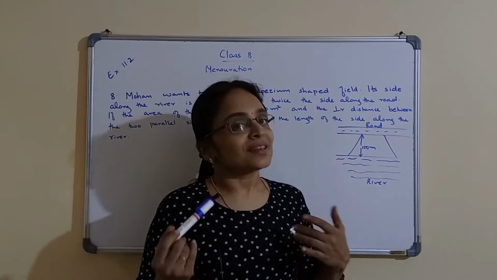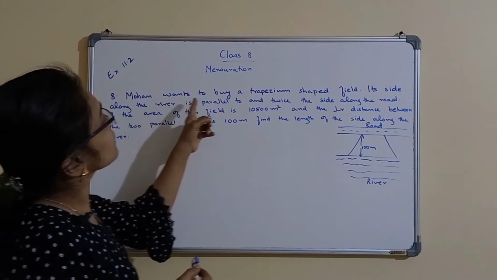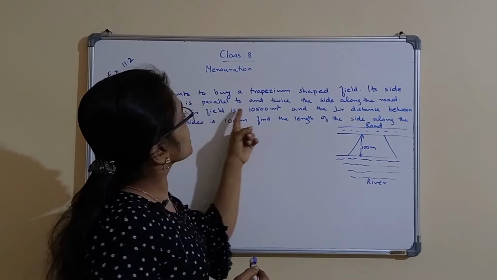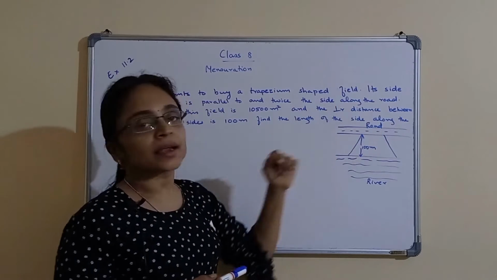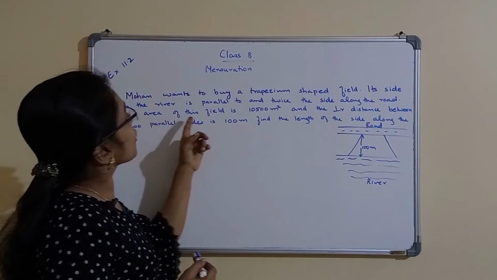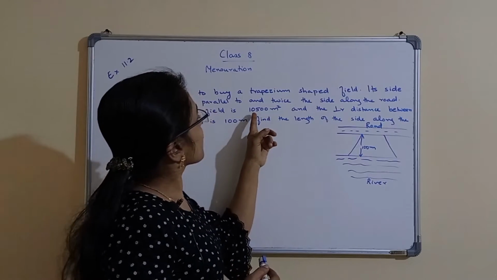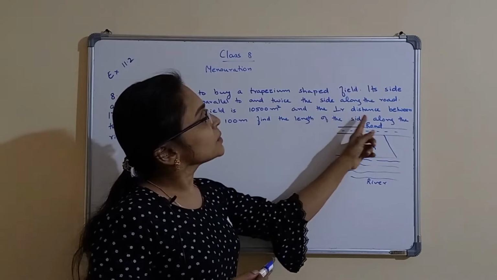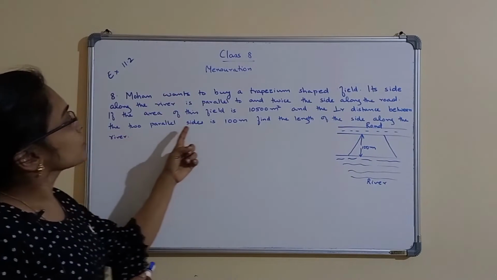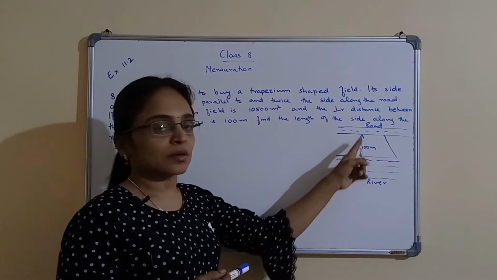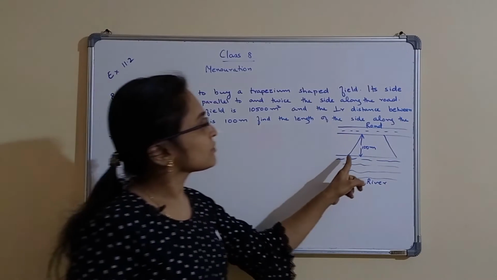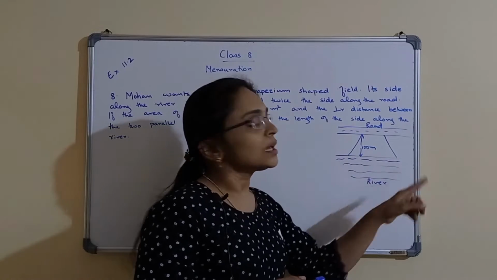Okay. So let us start now. And the question is, Mohan wants to buy a trapezium shaped field. Its side along the river is parallel to and twice the side along the road. If the area of this field is 10,500 meters square, and the perpendicular distance between the two parallel sides is 100 meter. Find the length of the side along the river.